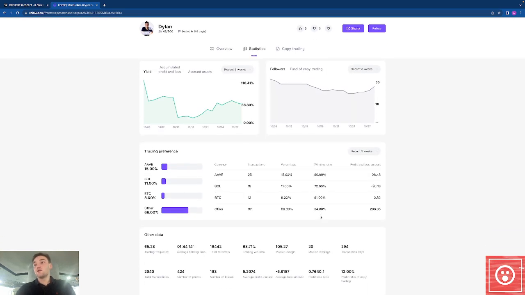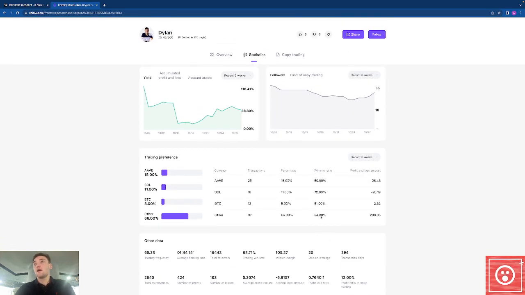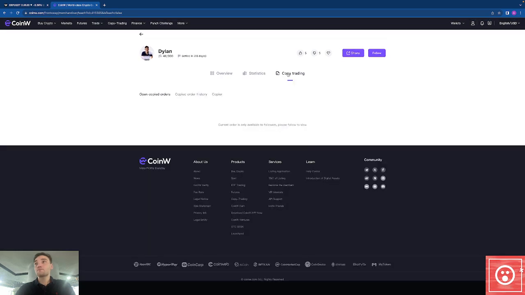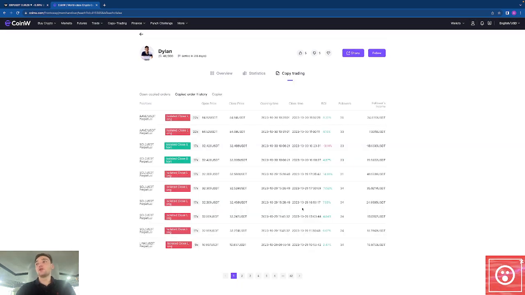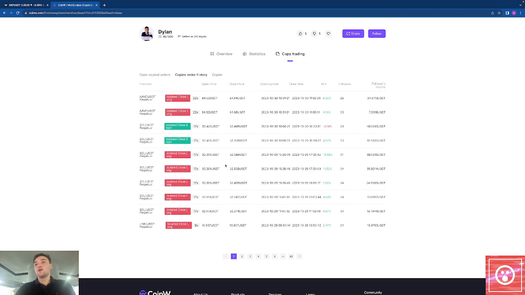For me, it's similar. It shows you my statistics over here. My win rate is a little bit less than Boris's, but I do trade a lot more, and it shows you my copy order history over here. I haven't really had a loss in a while. This is how you have a look at what is happening.